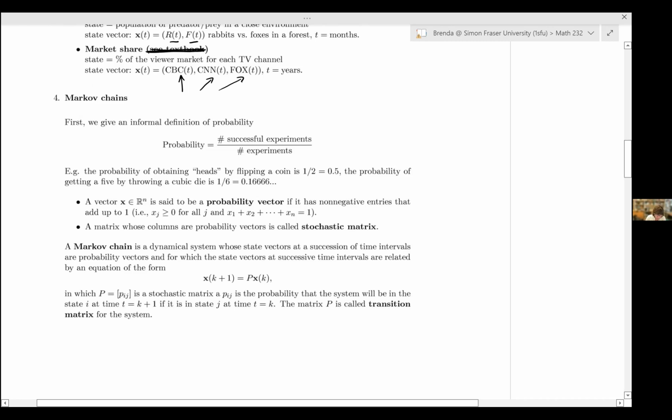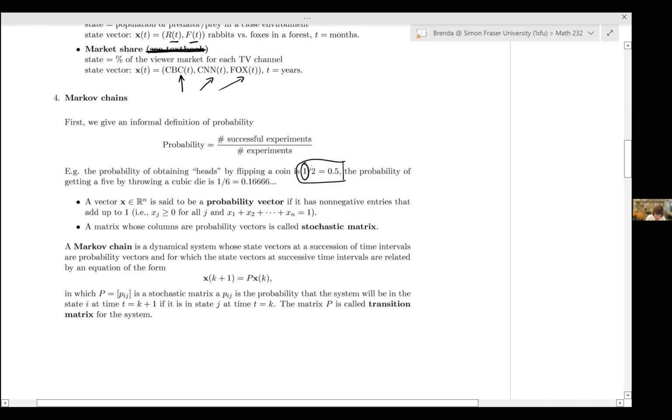So let's just give an informal definition of probability. That's the number of successful experiments that you have divided by the total number of experiments. So the probability of obtaining heads by flipping a coin is 1 in 5, right? You have one time, that's a success.